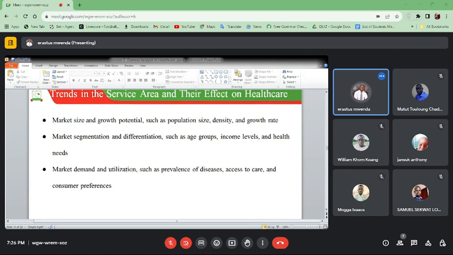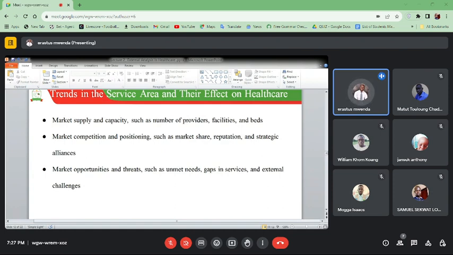We could also look at market segmentation and differentiation. Who are our target groups? We could also look at them on the aspect of their age groups, their income levels, and their health needs. And finally, we could also look at market demand and utilization. What is the prevalence of a particular disease in terms of accessibility to healthcare? Is it possible? And what are our consumer preferences or patients' preferences in terms of treatment, in terms of medical care, and so on and so forth.